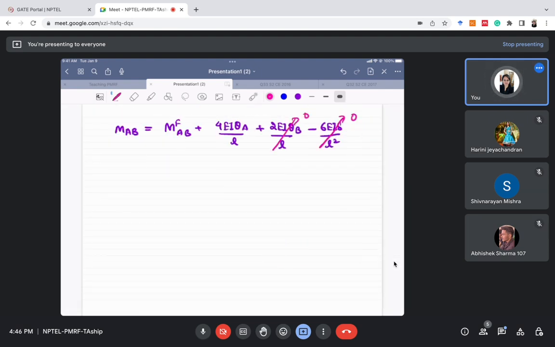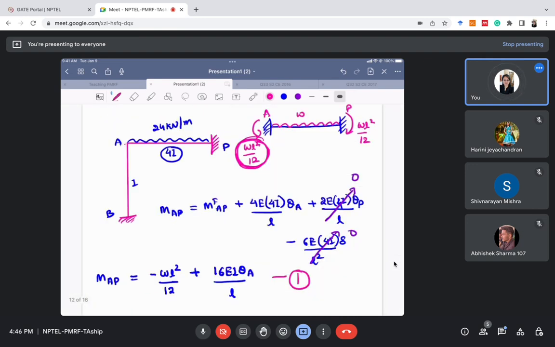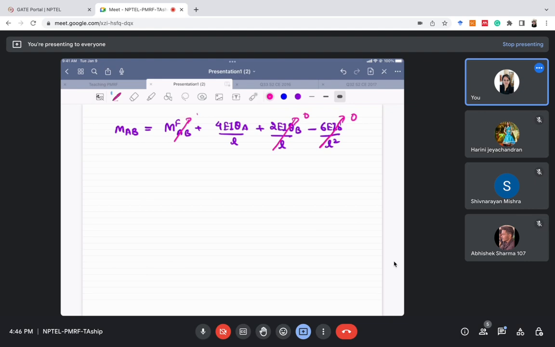So what we have? We have this. And MFAB, will there be any MFAB? No, because no external load is applied in AB part. So MFAB will also be 0 here. So now MAB will be equal to 4EI theta A by L. So this is MAB. Let me call this equation number 2.